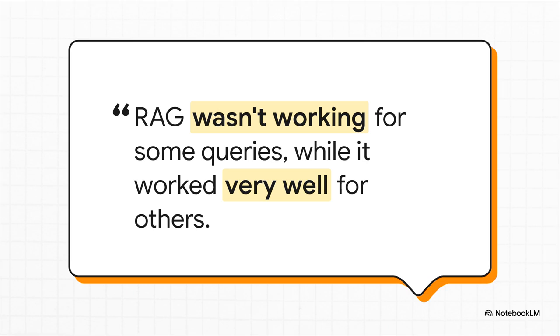We're talking about really sophisticated stuff here. An engineer at Cybernetist was building this advanced e-commerce AI using a powerful system called RAG that lets the AI look up product info. But it was a total mess. For some customer questions, it worked like a charm. For others, it was useless. So what was going on? What was causing this bizarre inconsistency?